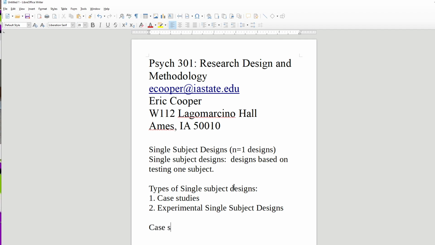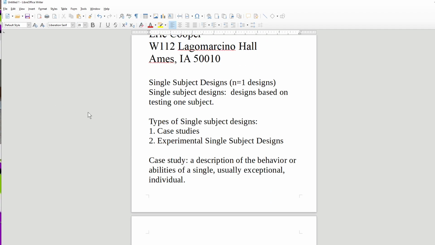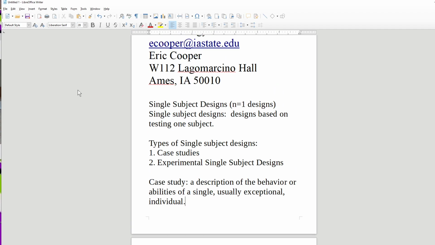Okay, and so let's talk about each of these because they're rather different. So let's begin by talking about what a case study is. A case study is a description of the behavior or abilities of a single, usually exceptional individual. Case study, a description of the behavior or abilities of a single, usually exceptional individual.